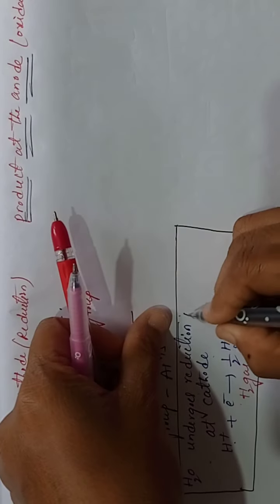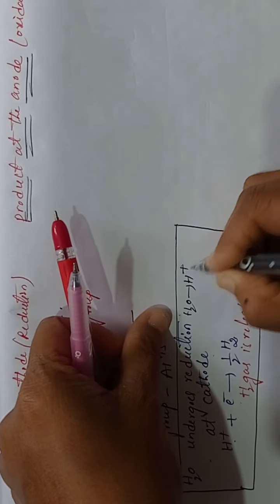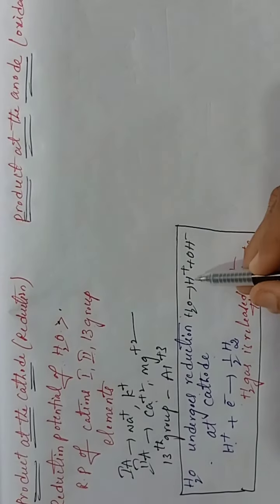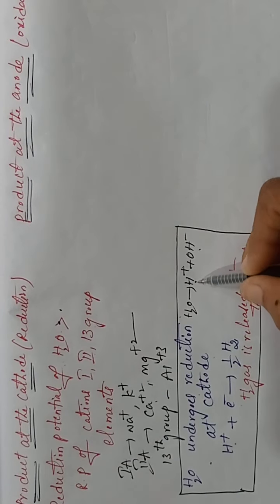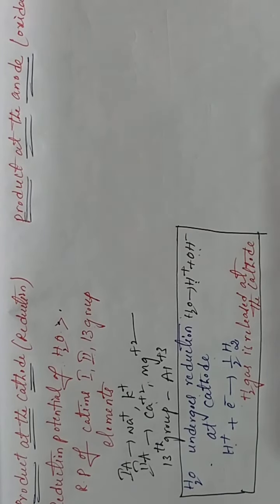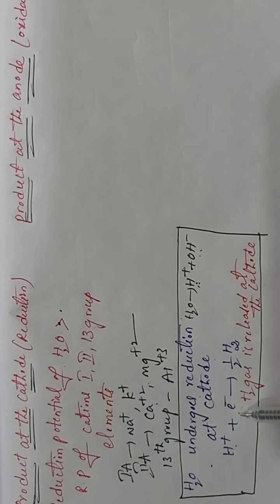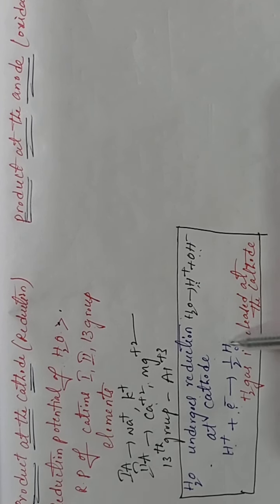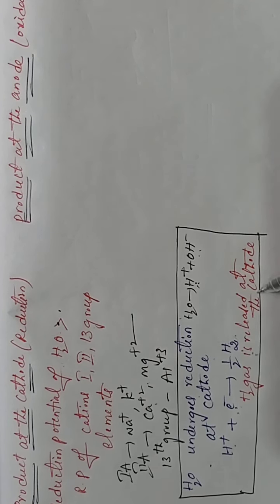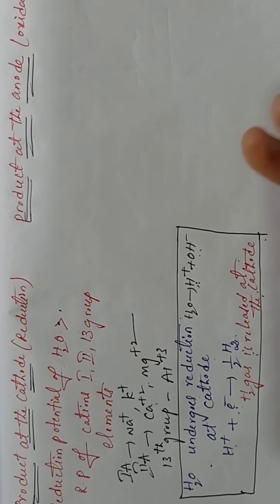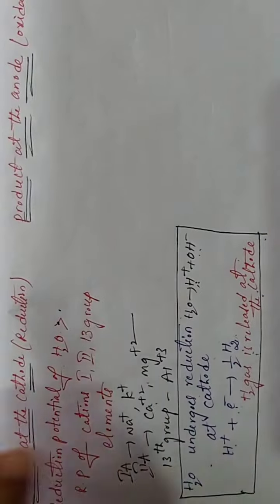In water, it dissociates into H plus and OH minus, that means H plus is the cation and OH minus is the anion. Cations move towards the cathode, anions move towards the anode, so cations undergo reduction. That means by gain of electrons it produces H2 gas. So H2 gas is released at the cathode. Are you following?